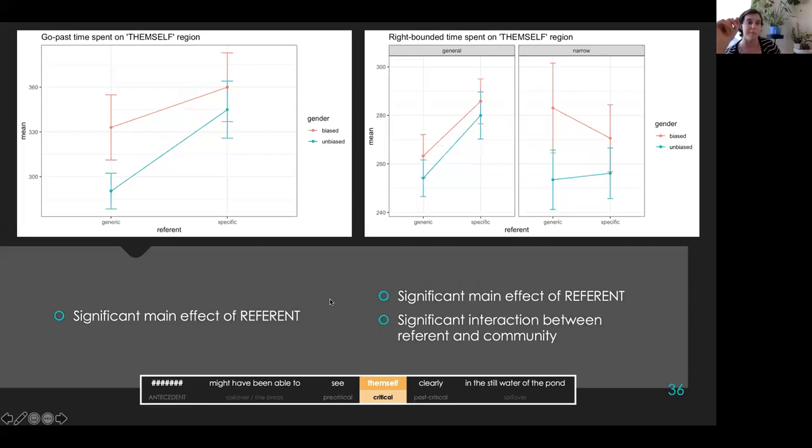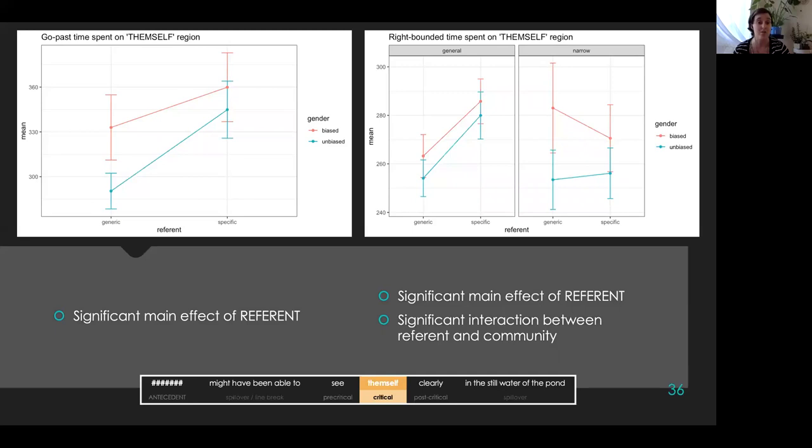So on the themselves region, here's where stuff gets, in my opinion, really interesting and a little bit more confusing. The go past time is the time it takes you to read to the right of themselves. So antecedent might have been able to see themselves. Do you look back? That's a time that's included in the go past reading time. Or do you move on to clearly? Then you would stop recording the go past reading time.